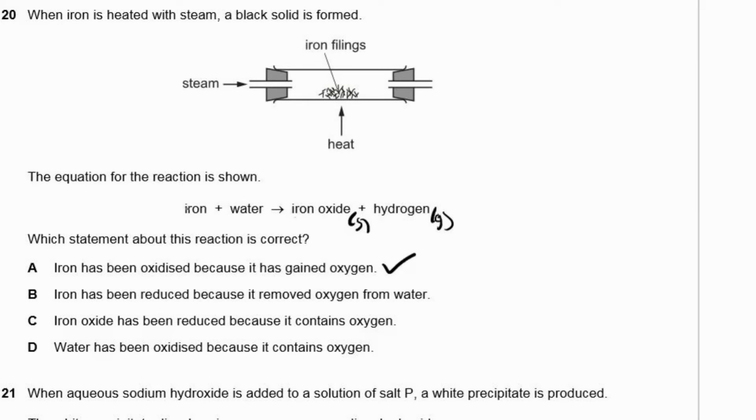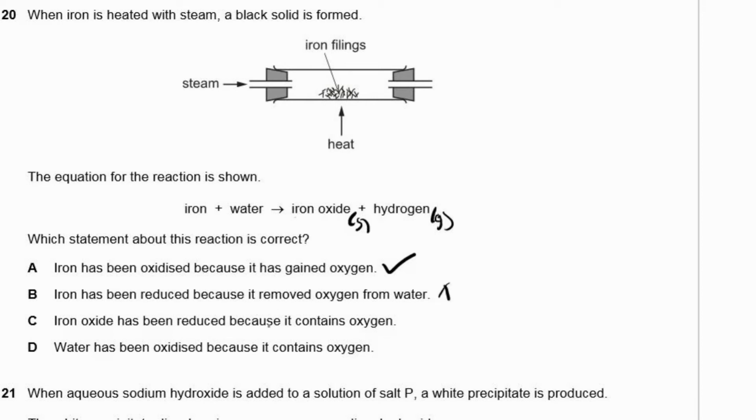Okay. Iron oxide is being oxidized. It's added oxygen to the iron. Okay. Iron has been reduced because it removed oxygen from water. No, it removed oxygen from water, which means it causes reduction in the water. It's a reducing agent for the water, but iron itself has been oxidized. Okay, so it's not B.